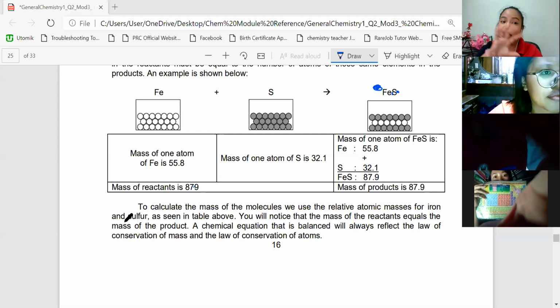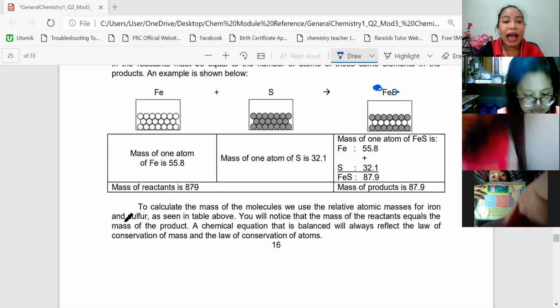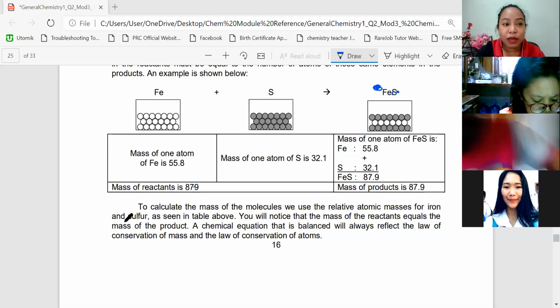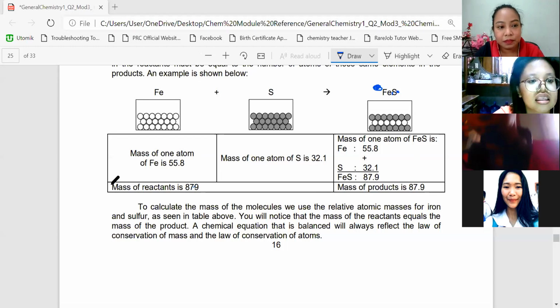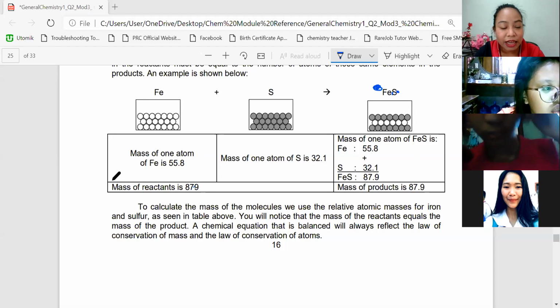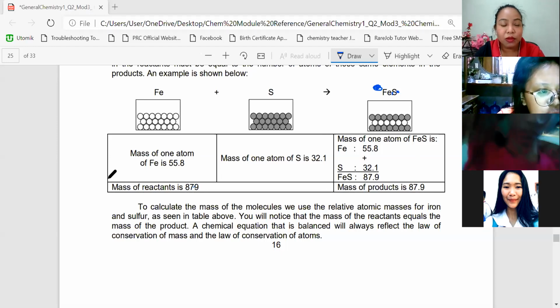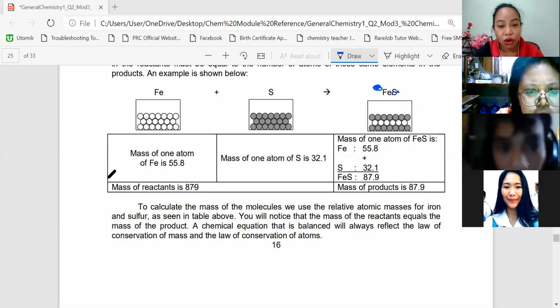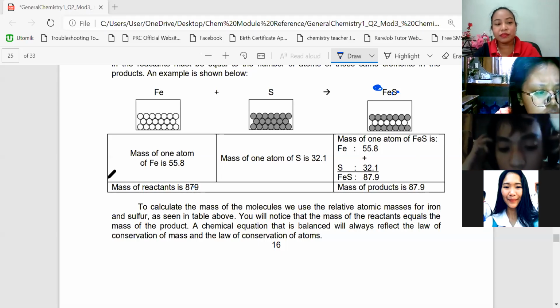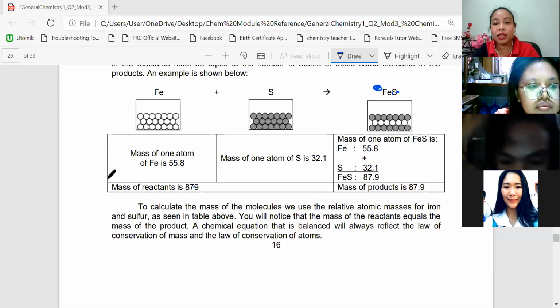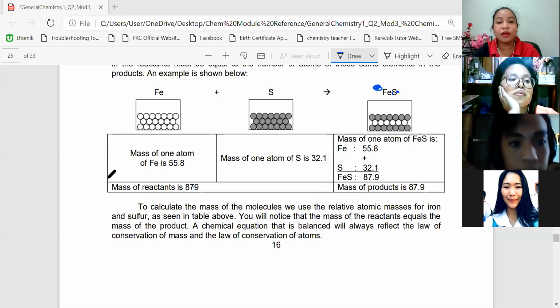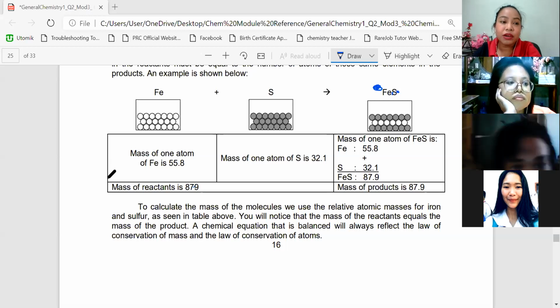Okay. Now, in the periodic table, look for where the atomic weight or atomic mass is written. Is it at the beginning, in the middle, or in the center? Or is it beside the atomic number? It depends on the type of periodic table you are holding.